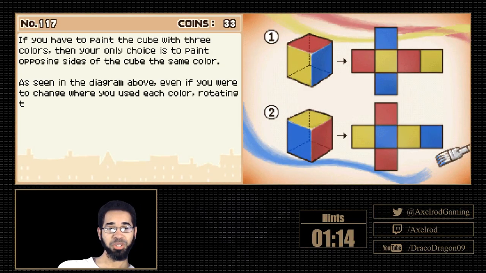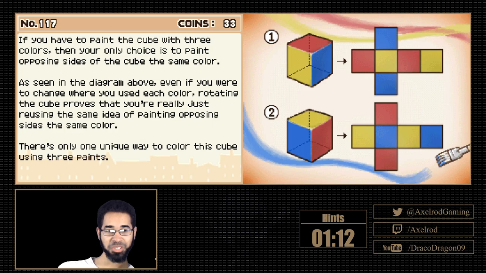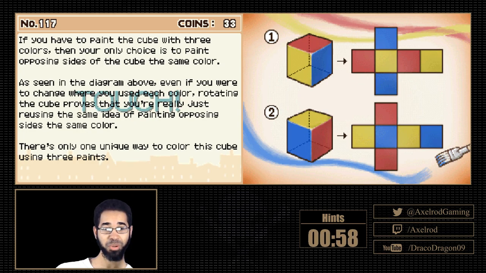If you have to paint the cube with 3 colors, then your only choice is to paint the opposing sides the same color. As seen in the diagram above, even if you were to change where you used each color, rotating the cube proves that you're really just reusing the same idea of painting opposing sides the same color. There's only one unique way to color this cube using 3 paints.